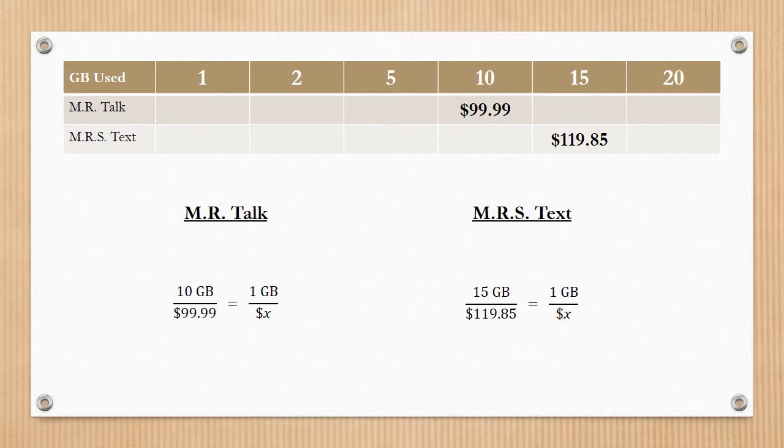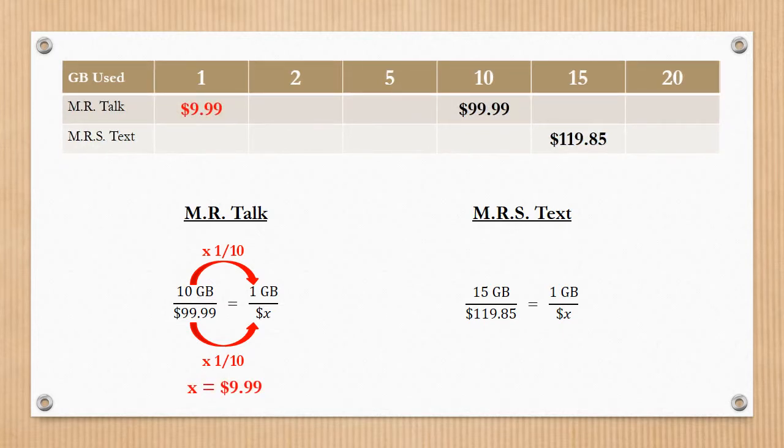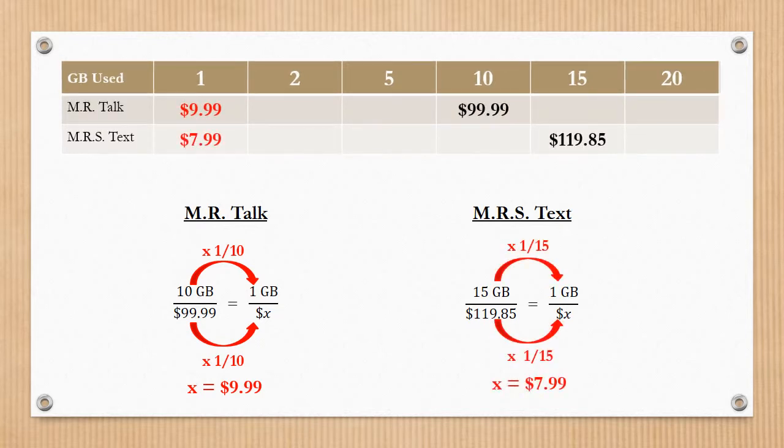To solve a proportion, we're going to draw arrows from what we know to what we want to know. We're going to find our scale factor. In this case, we're going to take 1 divided by 10, and we're going to get 1/10. And we're going to take 99.99 and multiply it by 1/10, and we're going to get that 1 gigabyte of data costs $9.99, and we can put this into our rate table. Using the same thing for MRS Text Company, we find our scale factor here, which is 1/15, multiply that by 119.85, and we get that 1 gigabyte of data for MRS Text is $7.99.